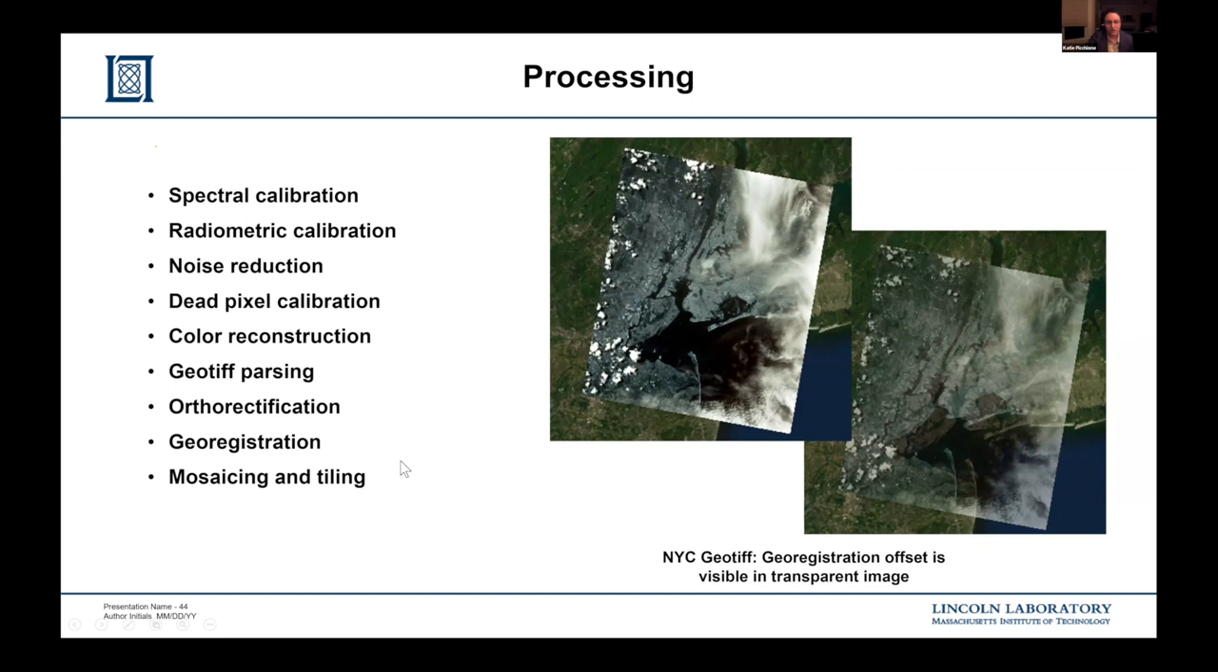Georegistration is the critical and challenging process of then taking that image and lining it up so that the points in the image are correlated with latitude and longitude points on the Earth. And that can be quite challenging. Mosaicing and tiling, finally, are taking your image and breaking it up into pieces that either will load quickly in a web viewer or can be downloaded and manipulated by an analyst.